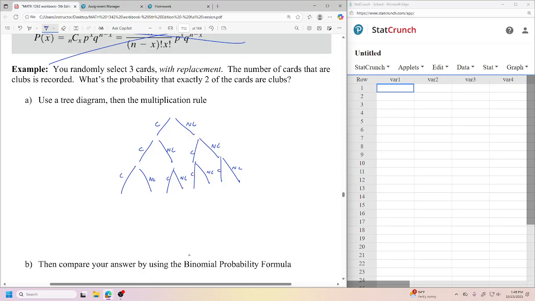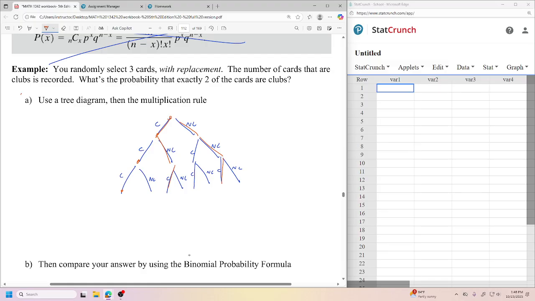Clubs, not clubs. This is a tree diagram, however messy that looks. But let me try to interpret it a little bit, if that's okay. You can get a clubs, then a clubs, and then a clubs. All 3 clubs in a row, right? That's an option, isn't it? I can get a clubs, a not clubs, and then a clubs. I can get not clubs, not clubs, clubs.